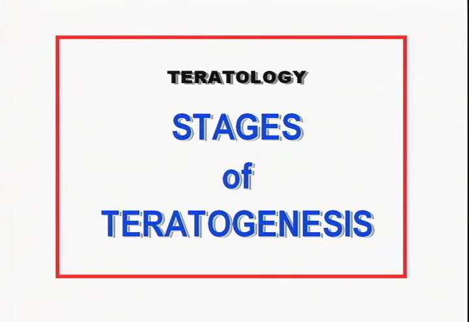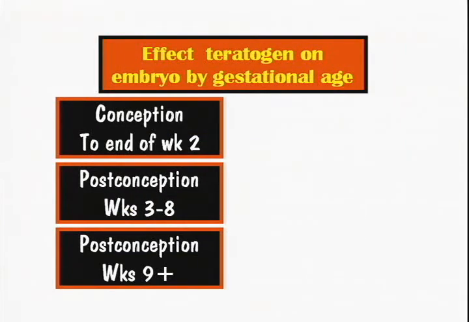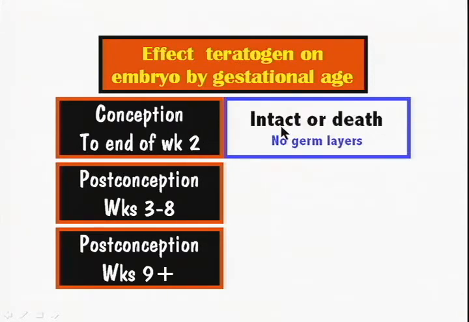All right, we've already looked somewhat at the stages of teratogenesis. This just reviews what we've already said. What is the effect of a teratogen on the embryo by gestational age? From conception until the end of week 2, there is nothing. It will either survive intact or it will die. And the reason is because there are no germ layers. Because it's not until week 3 and further that you have the 3 germ layers. So prior to that, it is intact survival, or if there is an effect which is severe, the embryo will die.